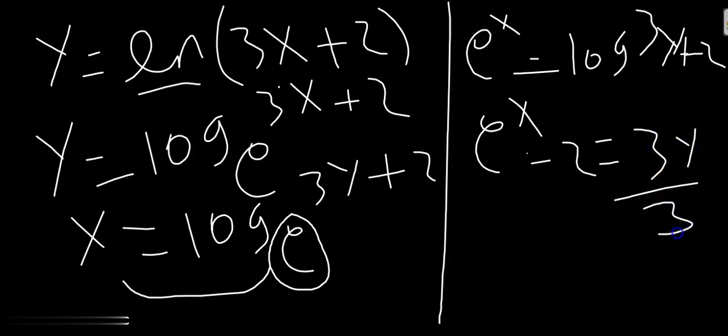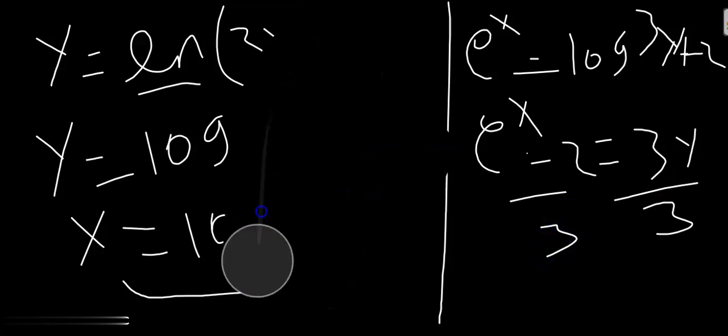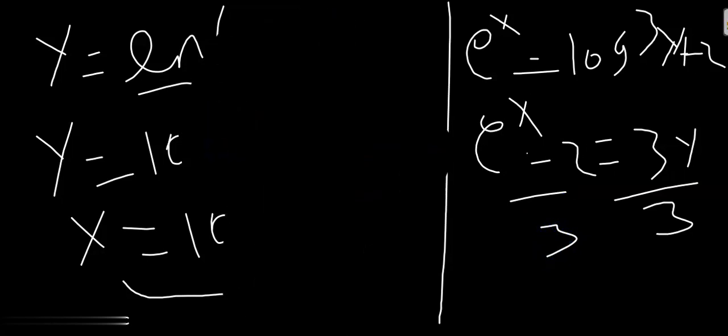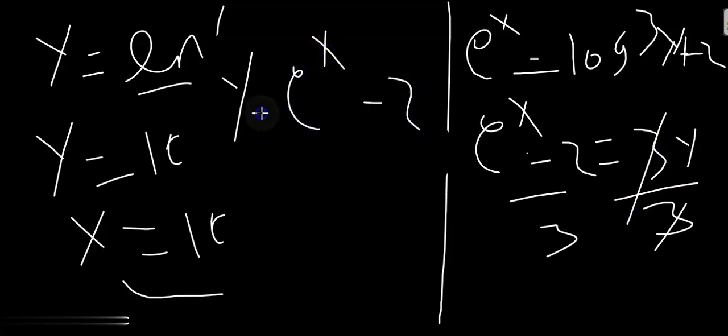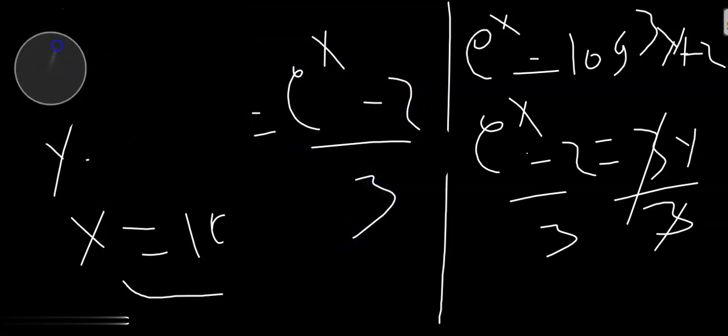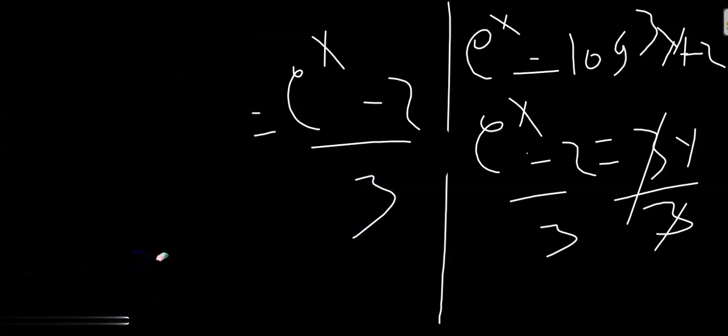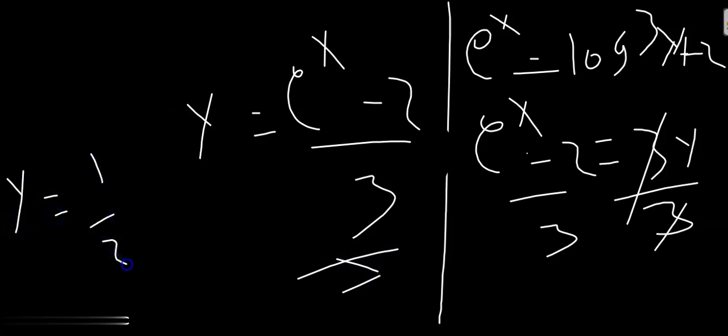And then when I solve for y, dividing by 3 over 3, well, my last answer will be what? My last answer will be y equals, I cancel out these 3's, y equals e raised to the x minus 2 over 3. Let me just erase this board. So I can write it this way, but if I want to, I also can write it this way. y equals 1 over 3, the whole e raised to the x minus 2.